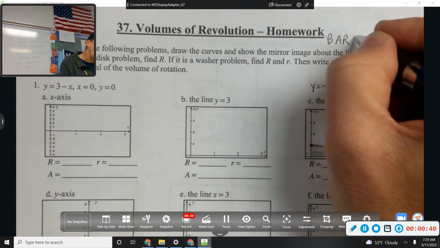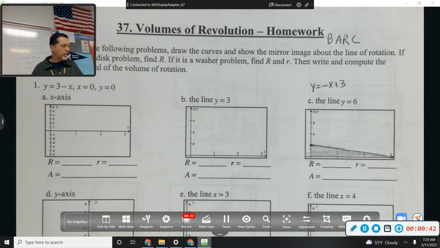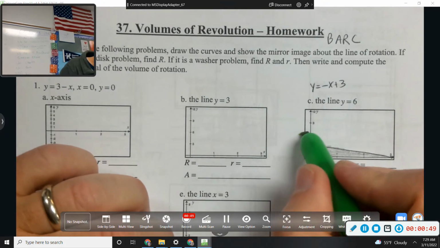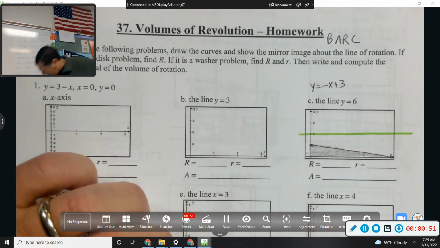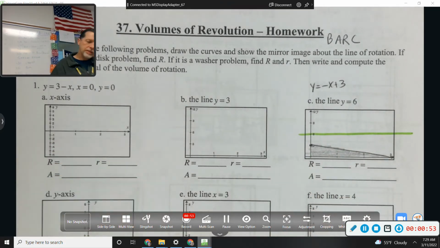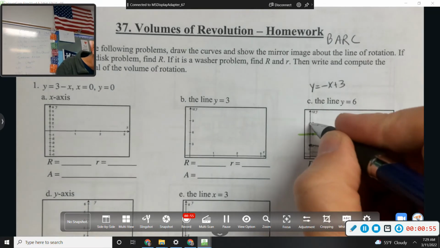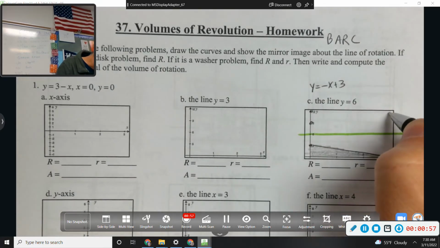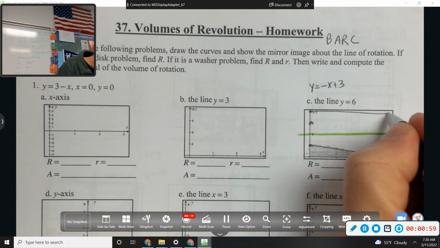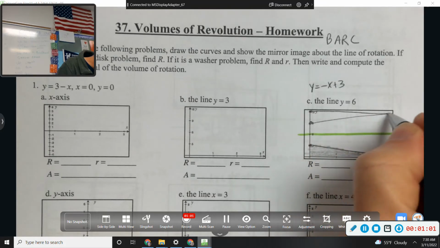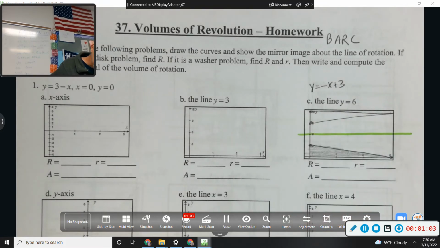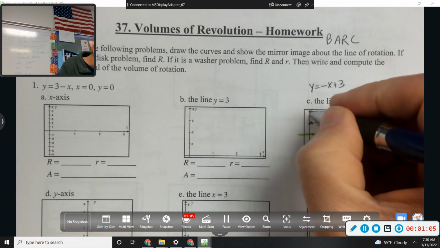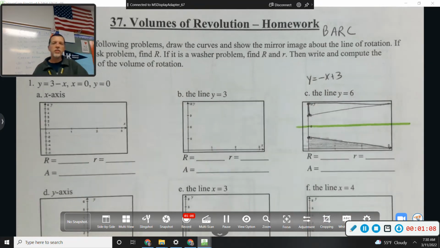Remember, base, axis, reflect, circles. So pick some key points to reflect over. So I saw some people using IDs or other straight edges to really make their pictures sharp.